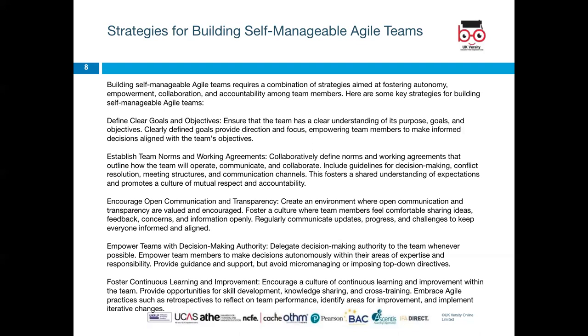You can also do stand-ups in this part. Empower teams with decision-making authority. Delegate decision-making authority to the team whenever possible. Empower team members to make decisions autonomously within their areas of expertise and responsibility. Provide guidance and support, but avoid micromanaging or imposing top-down directives. That means don't force them to do anything.